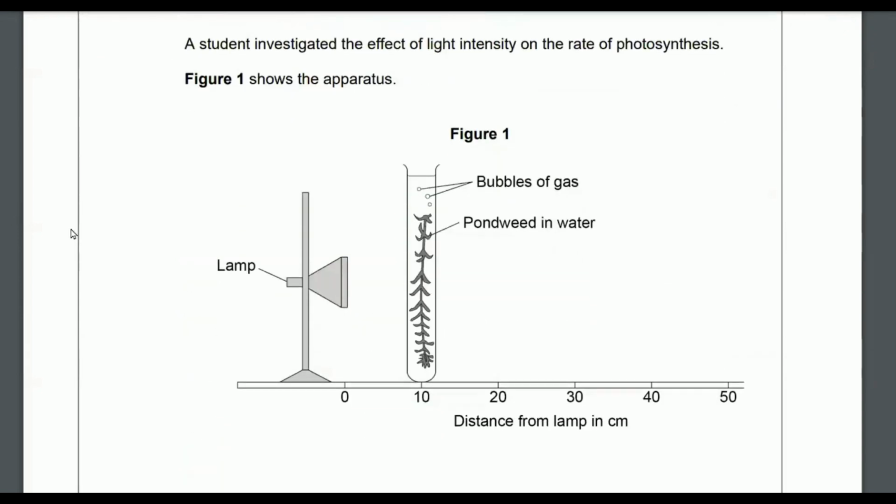Don't forget to press pause on the video once I start the question, and then have a go on a bit of paper. The student investigated the effect of light intensity on the rate of photosynthesis. Figure 1 shows the apparatus. You can see they've got a lamp here. You can see they're controlling the distance. They might be changing it. We'll find out in a second. Using a ruler, because we've got the pondweed set up at 10 centimeters from the light source, and we've got bubbles of a gas coming out.